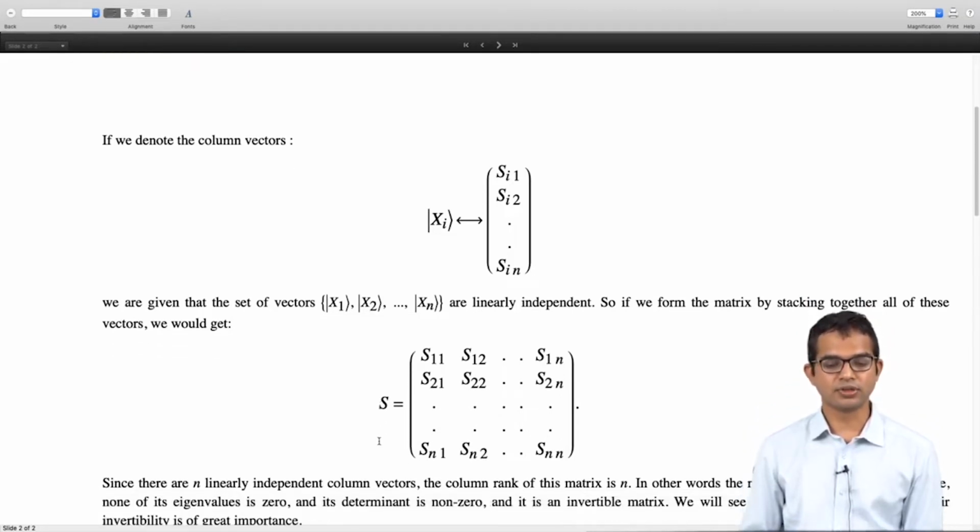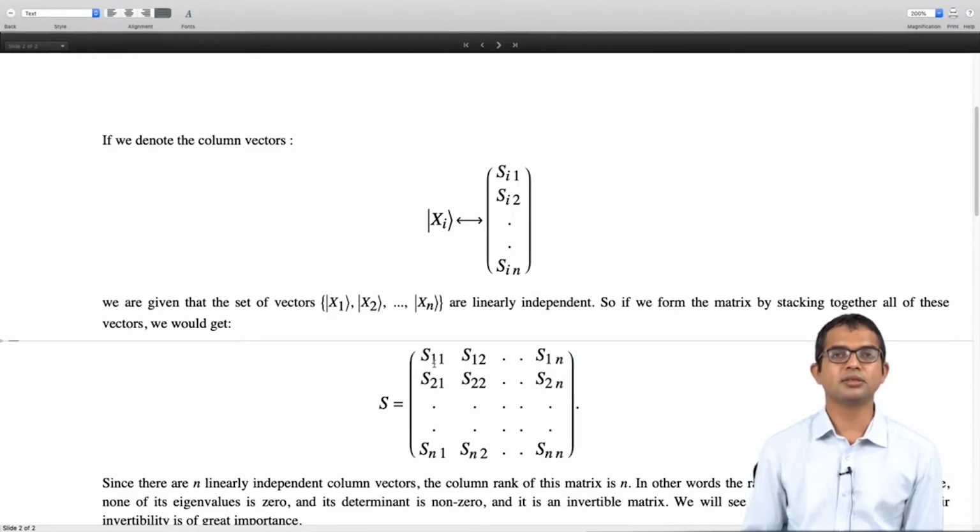So how do we argue for this? It follows from our understanding of the rank of this matrix, right? We know that the column rank of any matrix is the same as the row rank of the matrix. There are n column vectors which are all linearly independent, and we have seen that the column rank is the same as the number of linearly independent column vectors. So there are n of these. Therefore the row rank is the same as the column rank, and the rank of the matrix is n. Every row and every column carries information that cannot be got from the others.